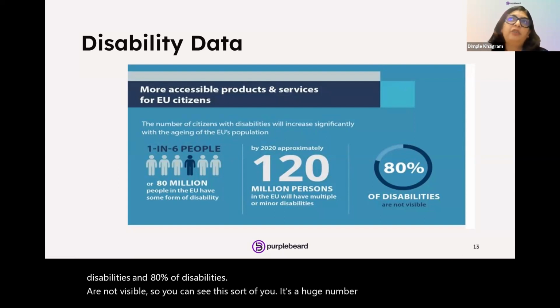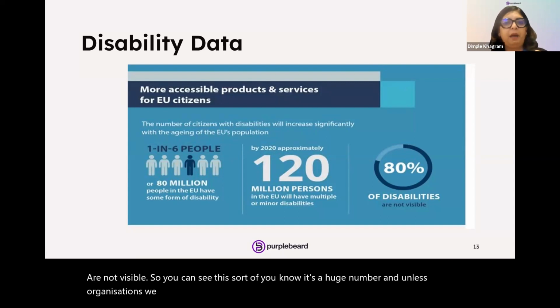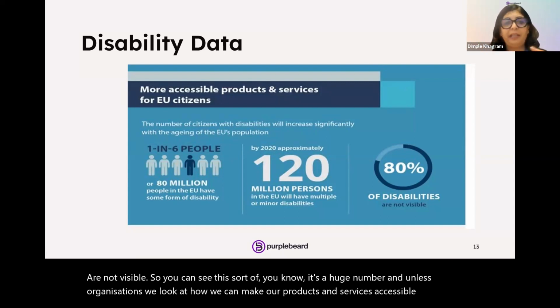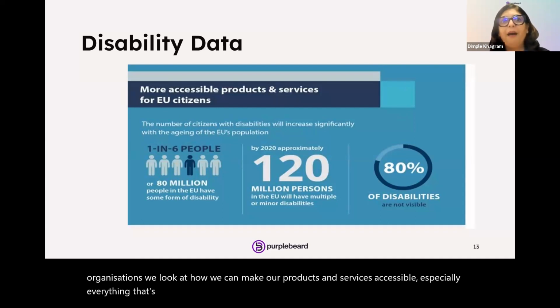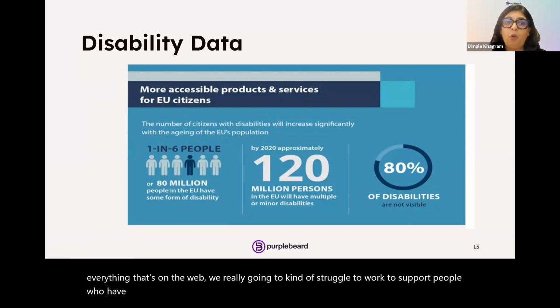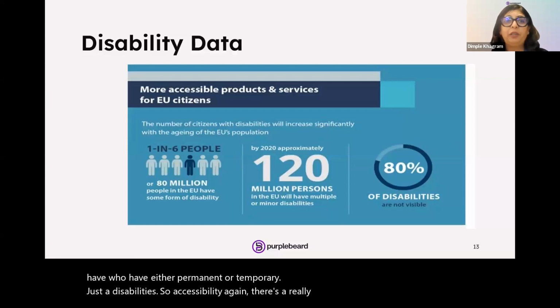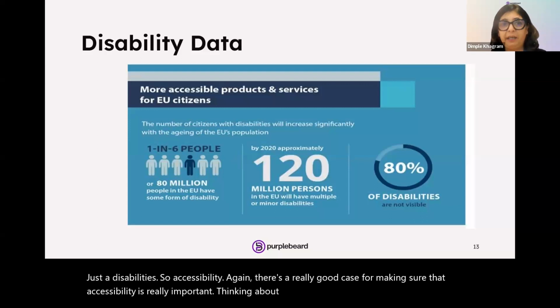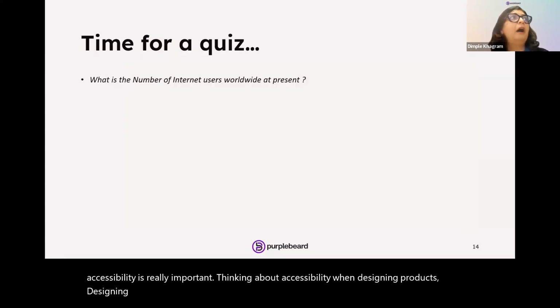And unless organizations look at how we can make our products and services accessible, especially everything on the web, we're really going to struggle to support people who have either permanent or temporary disabilities. So again, there's a really good case for thinking about accessibility when designing products and services. So again, time for a quiz.